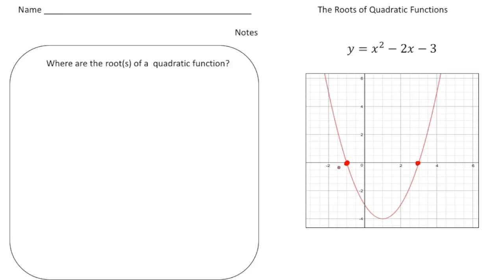All right, so what do these 2 points have in common? Well, they're both x-intercepts. So one characteristic of a root is that it's an x-intercept. In this case, there's 2. And when you have an x-intercept, that occurs when the y value is 0. So the y value must be 0.